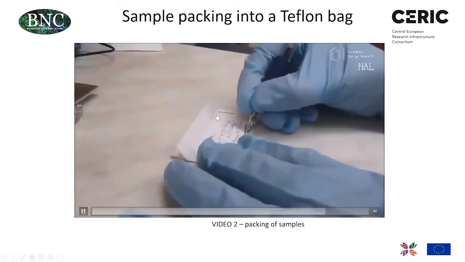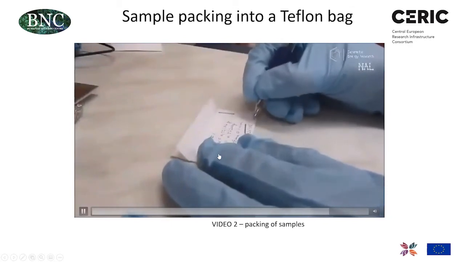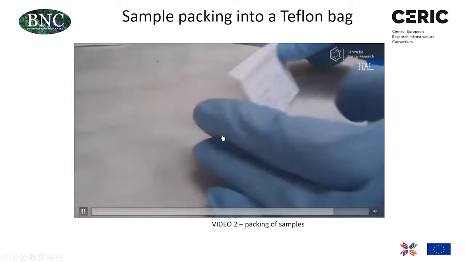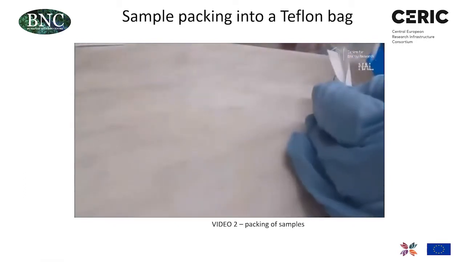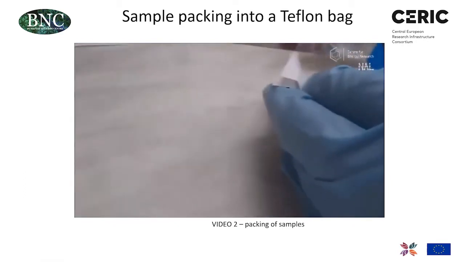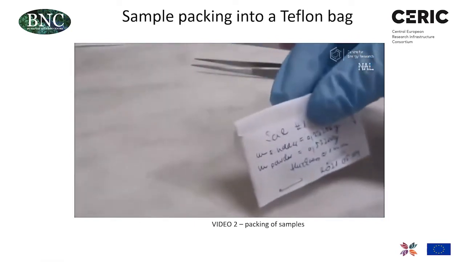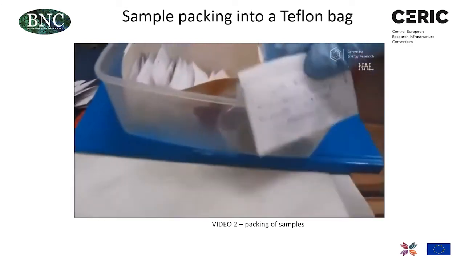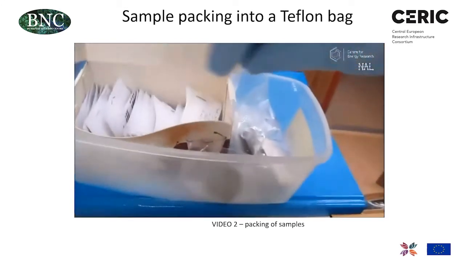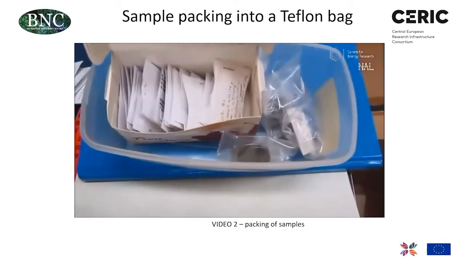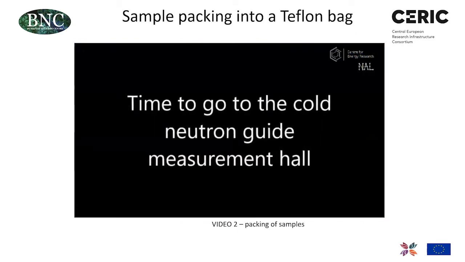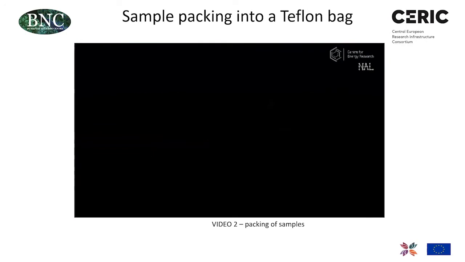And then we create such little paper envelopes which contain most of the relevant information about the sample, like the sample code, the mass, the analyst name, the date of packaging, and the mass of the Teflon foil. And then that's all about sample preparation actually. This is done in our lab. And then afterwards we have to go to the neutron guide hall of the BNC in order to carry out the experiment.